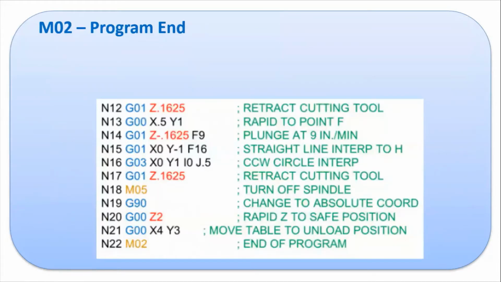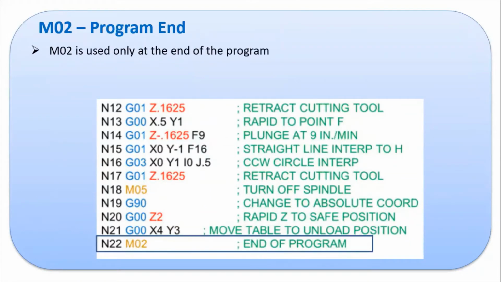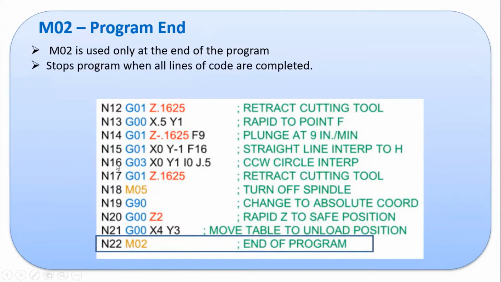Next is the M02 program end. M02 is used only at the end of the program. Means we are writing the program, all the blocks there, and at the end of that, we give this command, which is M02, which stops the program when all lines of the code are completed. Means one by one, it will complete the blocks and then at the end we can stop the program. That is the meaning of that.